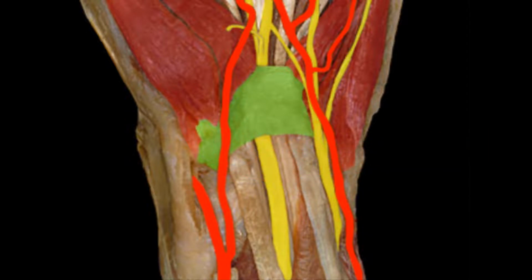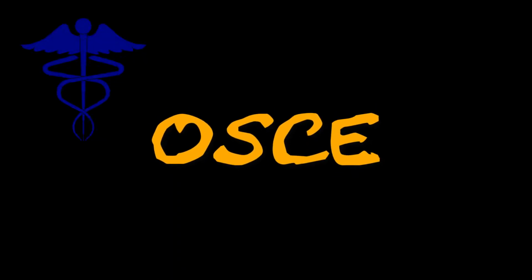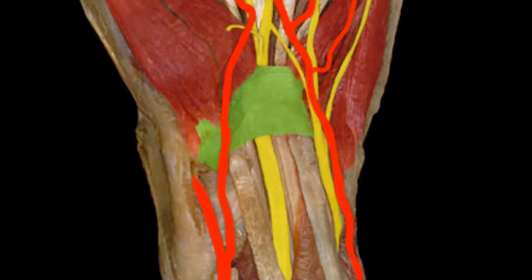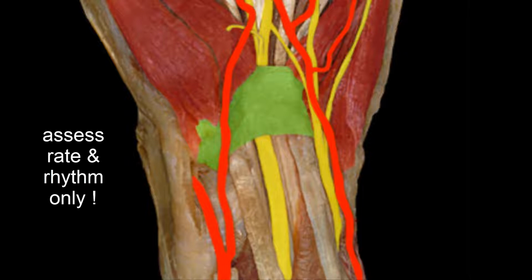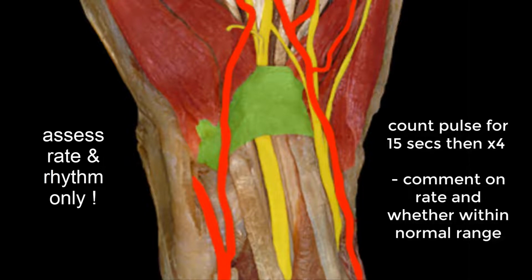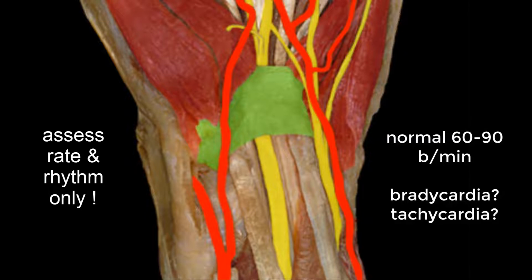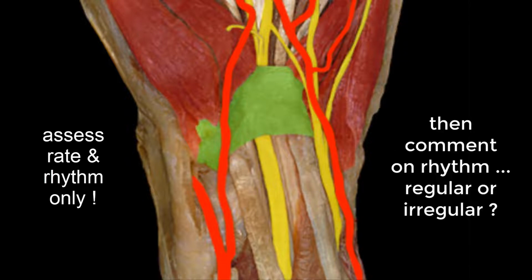But then the fun begins. With the artificial time constraints of an OSCE, there are only two characteristics of a peripheral arterial pulse you need to comment on. Firstly, the rate. Count the number of beats in 15 seconds and multiply by 4 to give the beats per minute. And secondly, the rhythm. Determine whether the pulse is regular, in other words, normal sinus rhythm, or irregular.